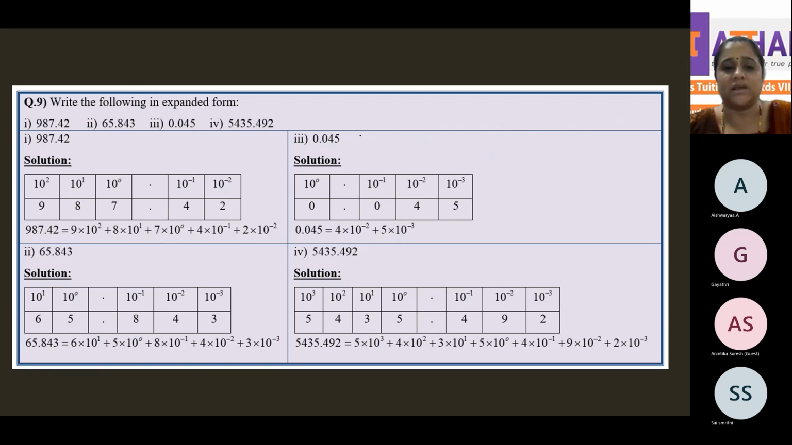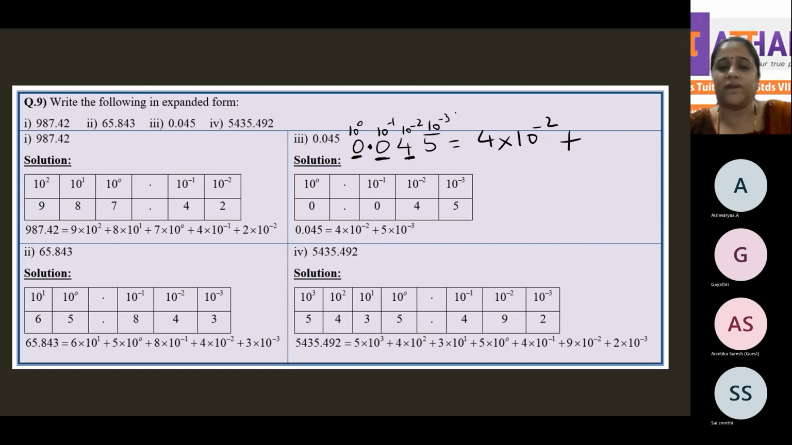It's enough if you present it like this. I'll write it again. 0.045. Before the decimal point, 10 to the power 0. After the decimal point, 10 to the power -1, 10 to the power -2, 10 to the power -3. You do not have to write for the zeros. So we'll start with this 4 here. 4 into the place value, 10 to the power -2, plus 5 into the place value. That's it. This is the expanded form.